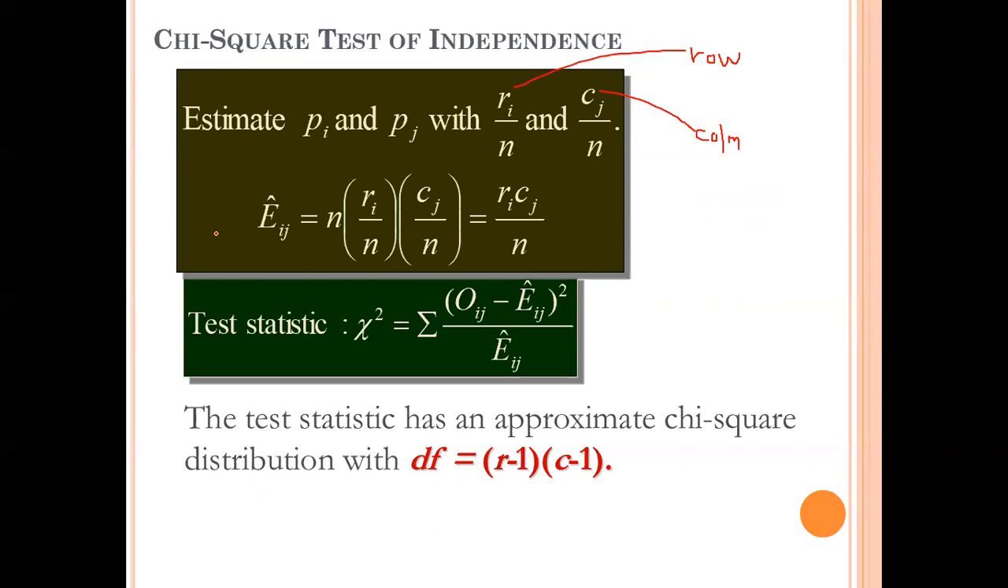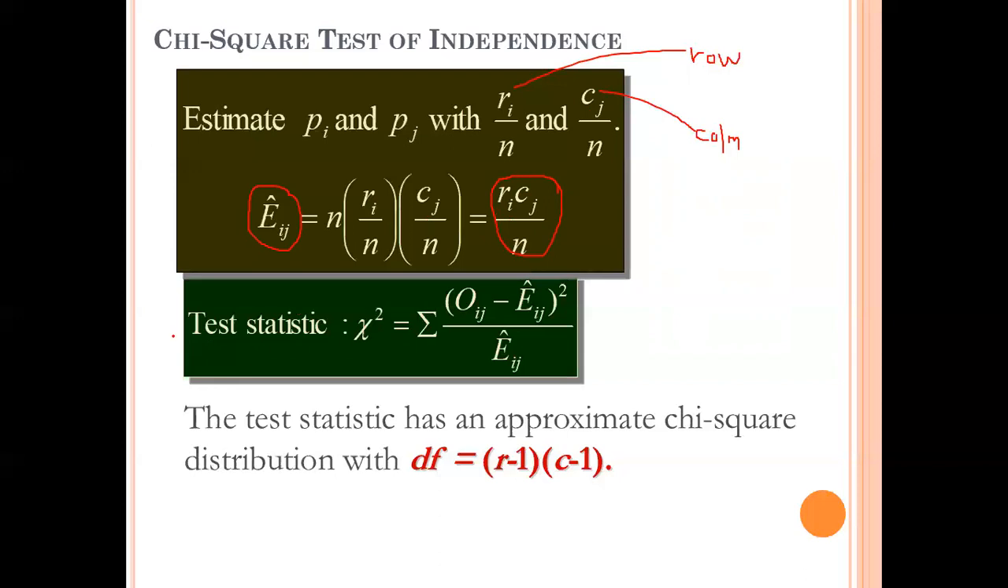Okay, and you must also get the value of the expected frequency, or expected count. So how to get the expected count? It is the total row divided by n, times the total column divided by the sample size n, the total sample. So it is also equal to the total row times the total column, divided by the total value of the sample.